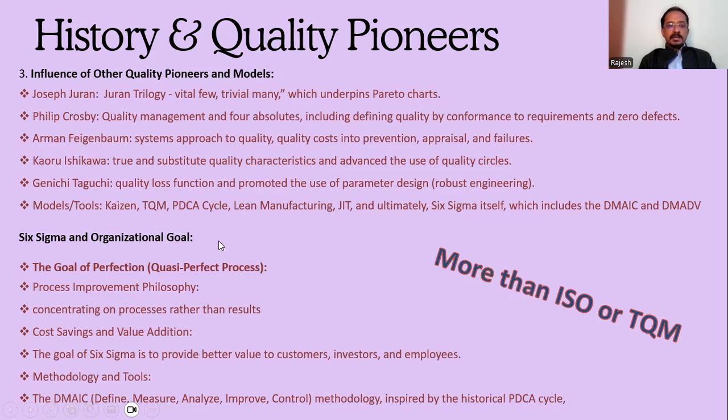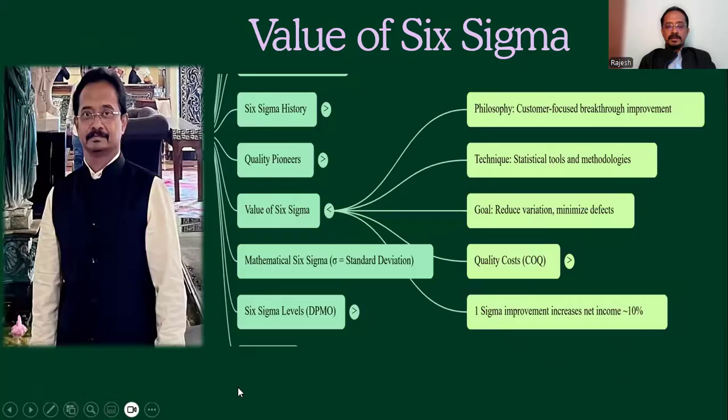And Six Sigma organizational goal: process improvement, concentrating on the process rather than the results. The results will come if your processes get stabilized. And cost saving and then value addition. The goal of Six Sigma is to provide better value to the customer, investor, and employees. And as I told you, this involves the methodology and tools, right? The methodology is DMAIC, inspired by the historical PDCA cycle, which is very powerful. We are going to see that.